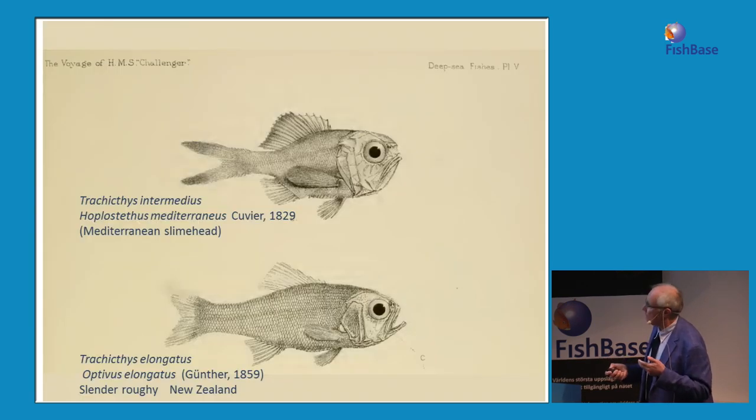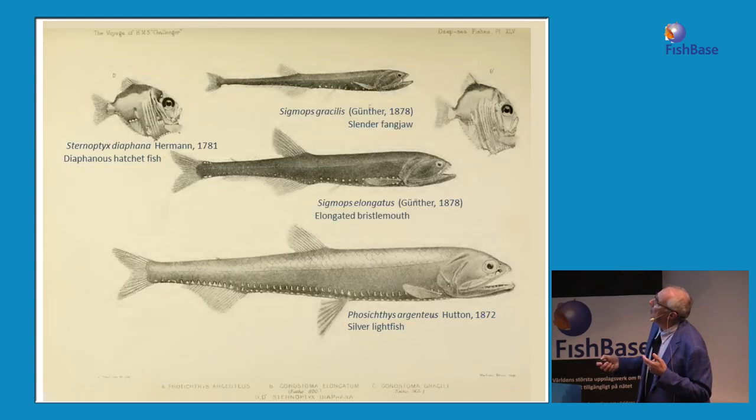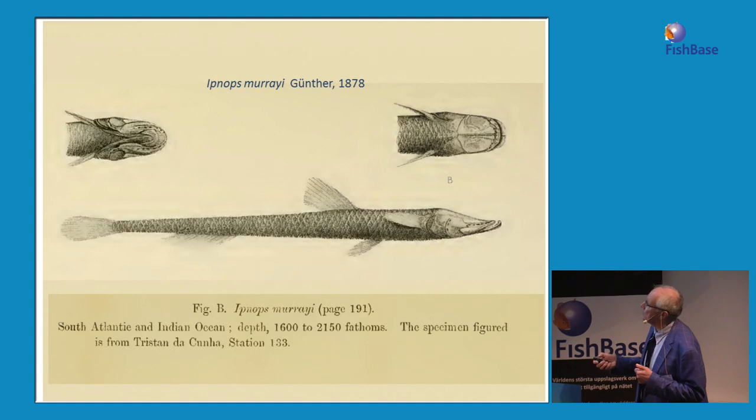These are some pictures of fish from the Challenger report, some roughies, this one from the Mediterranean, this one from New Zealand. And then they got hatchet fishes. These are bioluminescent fishes. The bristlemouth here, the lightfish. So really the science is becoming quite mature at this stage.